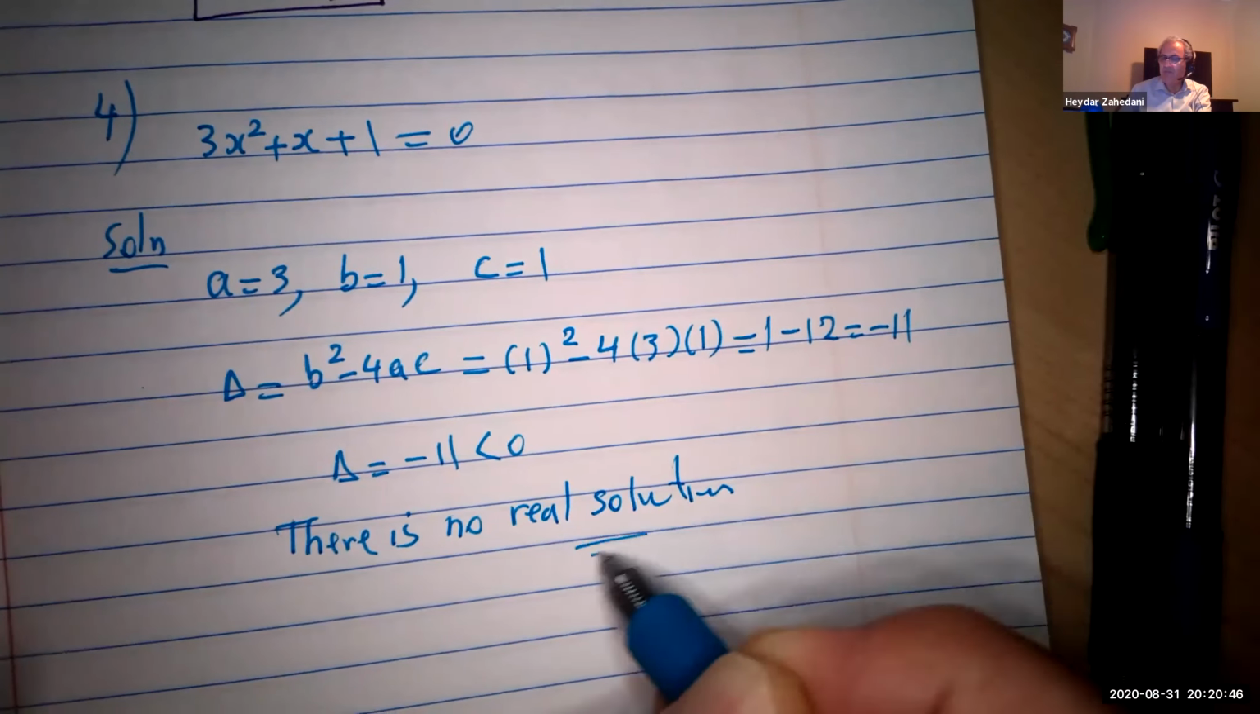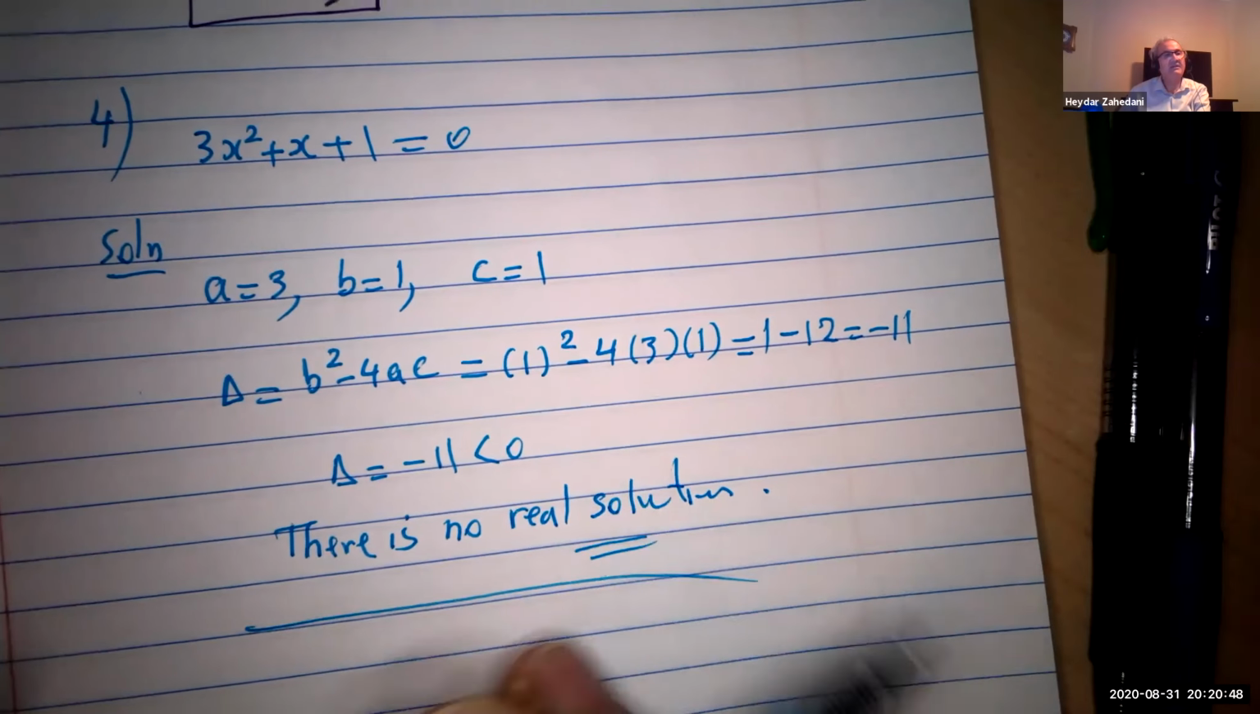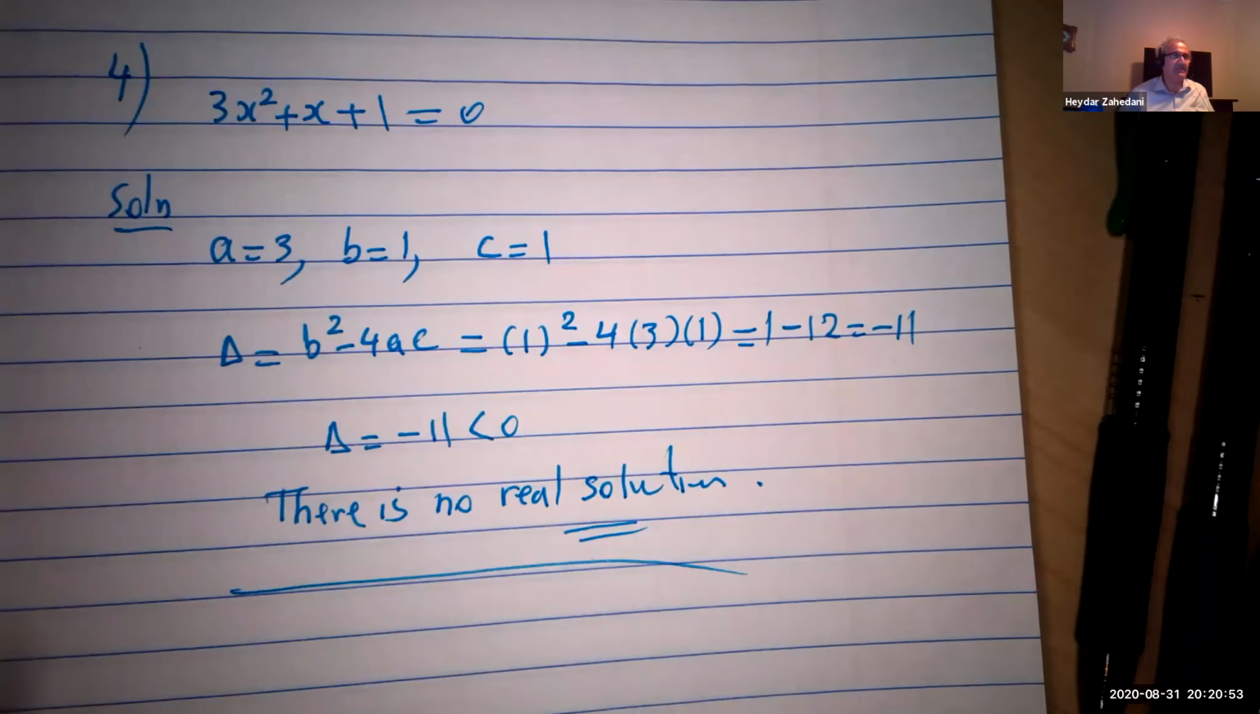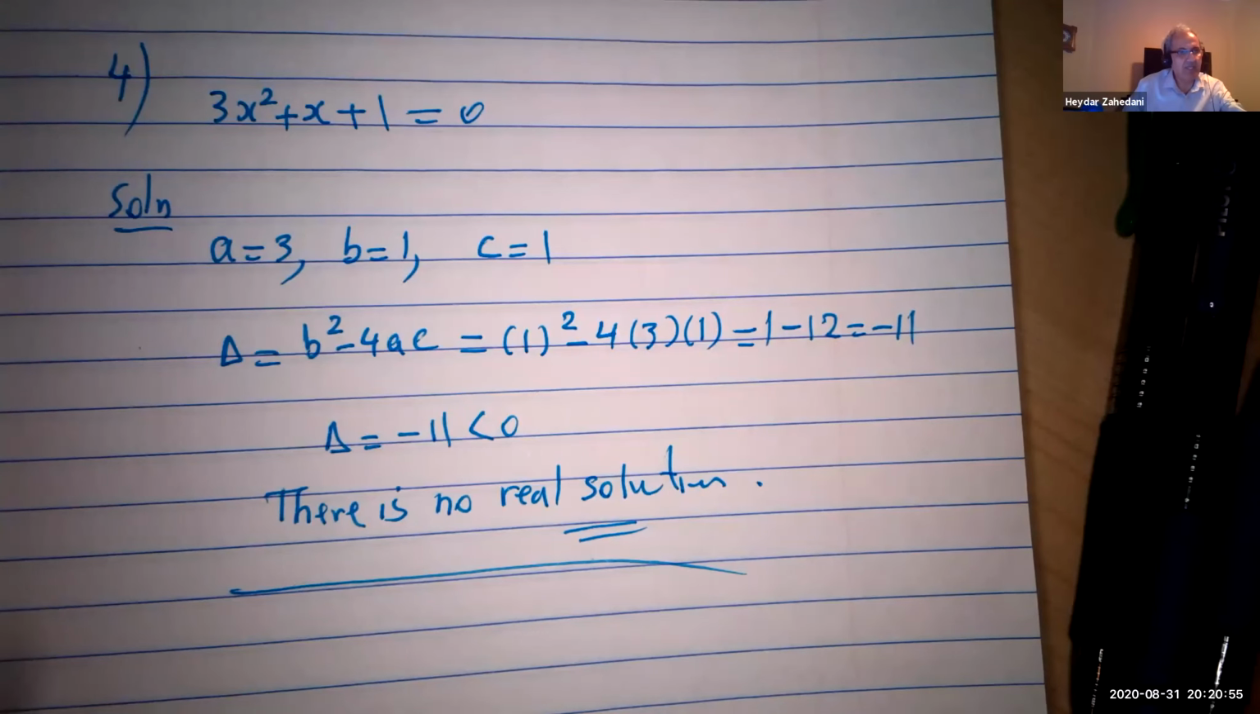If they ask for the complex solution in the next section, we continue. But otherwise, in calculus, we don't use complex numbers. In this case, we just use it in the next section. But otherwise, we always work with real numbers. So three cases, and we have no solutions, and we are done.